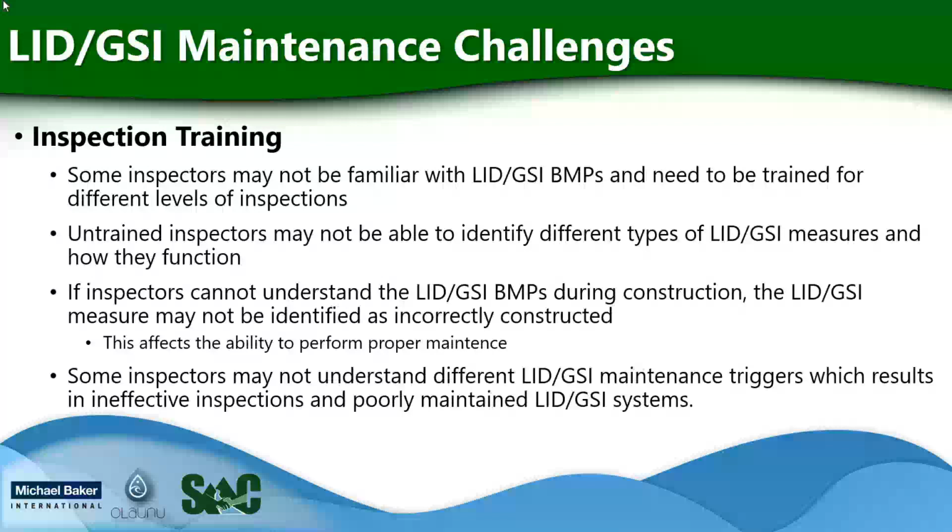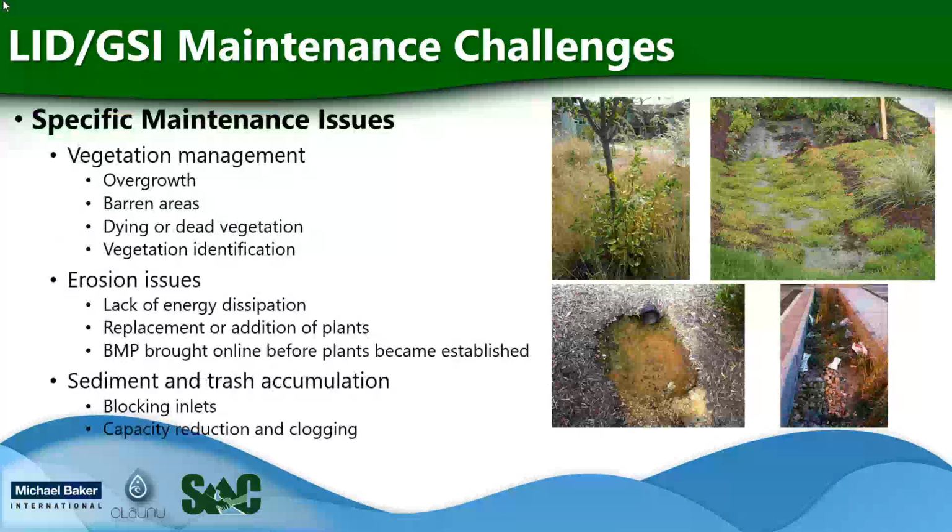There are specific maintenance issues as well, and those include vegetation management. We can see overgrowth in barren areas in GSI systems, as well as dying or dead vegetation, and there may be issues with identification of the types of vegetation and what should stay and are part of the system and what should be removed as part of maintenance.